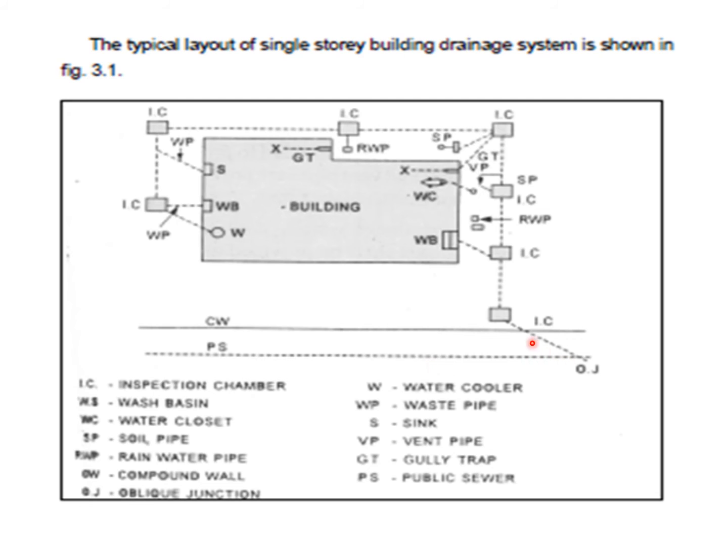That is the junction in which the drainage system is to be connected to the public sewer, where PS is a public sewer. Gully traps. So we will discuss gully traps to collect the surface runoff. We have gully traps, vent pipes. The location of the vent pipe is here. Sink, waste pipes, and water coolers. So this was the simple layout of my single-story drainage system.